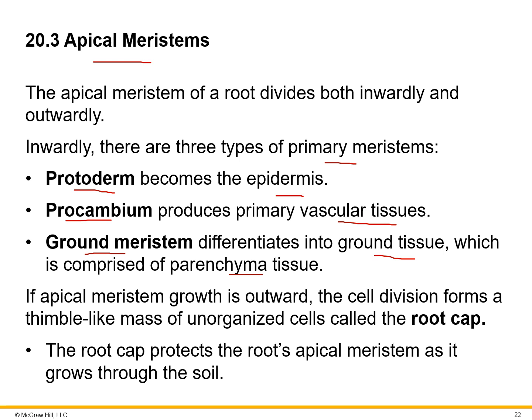So if the apical meristem growth is outward, then cell division forms kind of like a thimble mass of unorganized cells that make up a root cap. If it's growing outward, we get these little root caps, and they protect that apical meristem as it's growing through the soil so that it doesn't get damaged. Because if we think about our growth plates, if that root cap or those meristems get damaged, then it can't get any longer or have any more vertical growth.